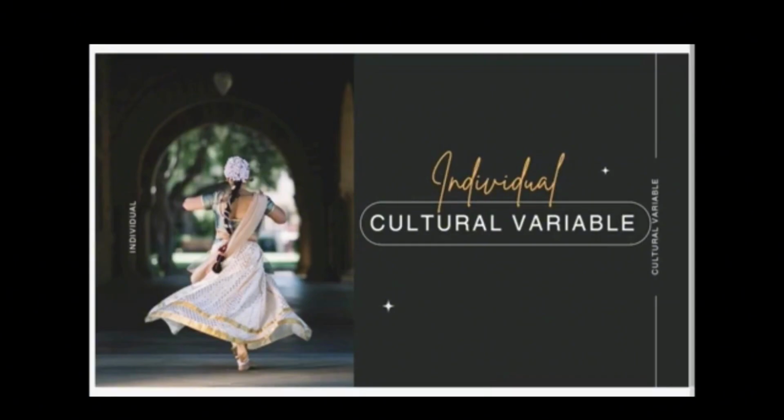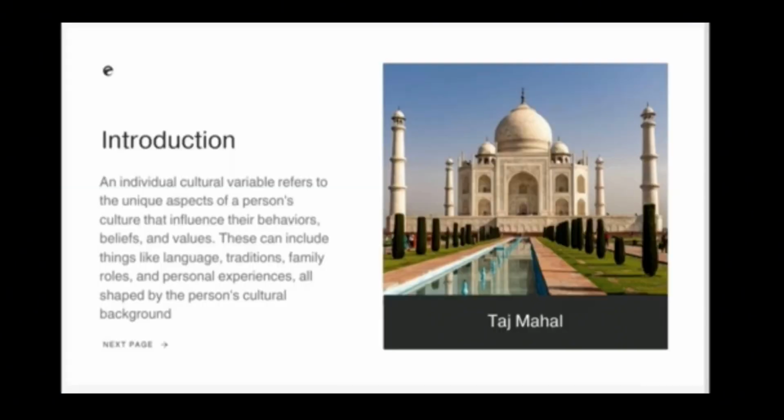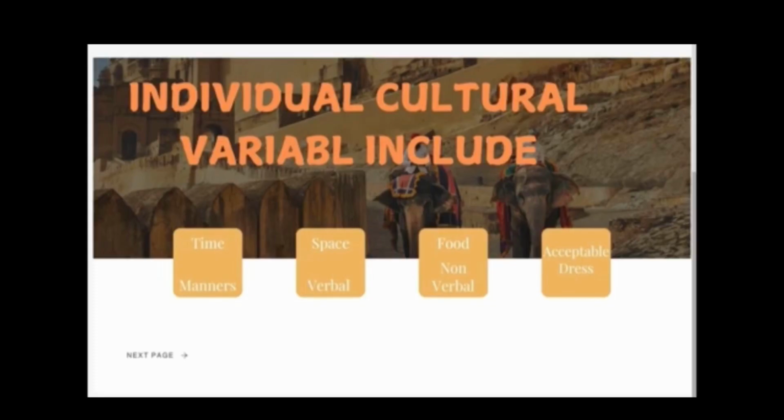Today we are going to start our lecture number 7, and the topic name is individual cultural variable. So starting with the introduction, an individual cultural variable refers to the unique aspects of a person's culture that influence their behaviors, beliefs and values. These can include things like language, traditions, family roles and personal experiences, all shaped by the person's cultural background. Individual cultural variable includes time, space, food, acceptable dress, manners, verbal, non-verbal.